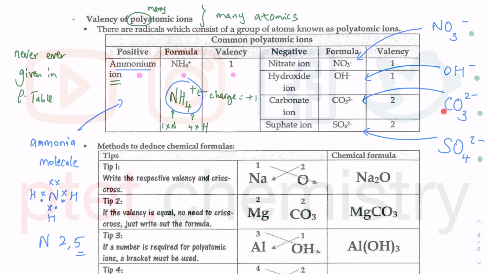Carbonate, C, there's 1, oxygen, there's 3, the charge is 2 minus. Because the charge is 2 minus, then you have 2 being the valency, which follows the charge, CO3 2 minus. If you remember the ion, then you know the valency. SO4 2 minus. So all these numbers look confusing.